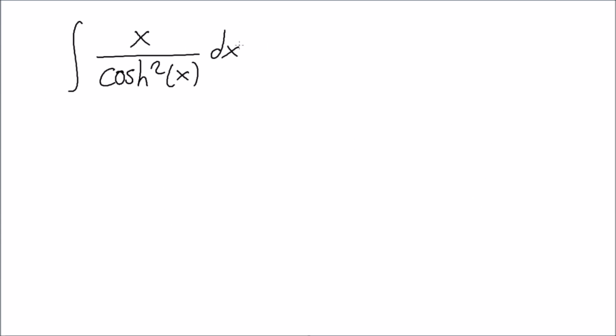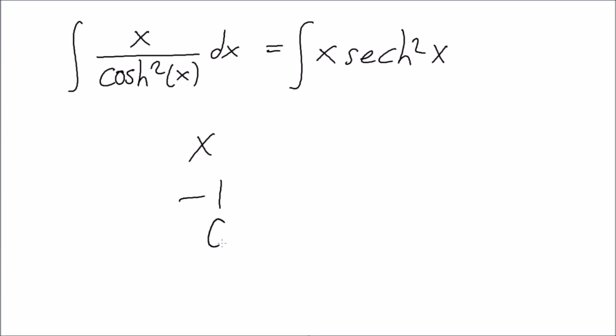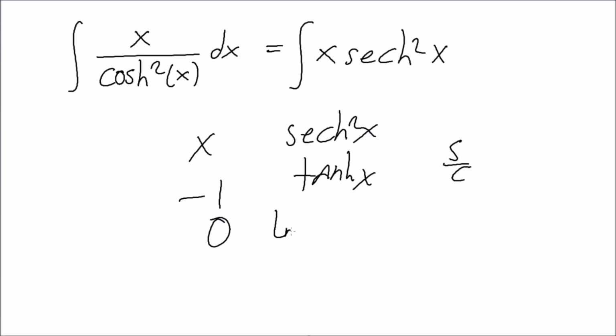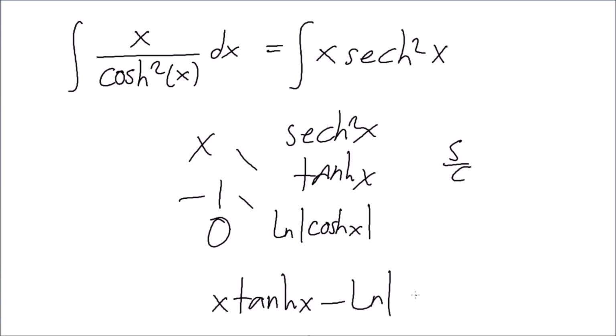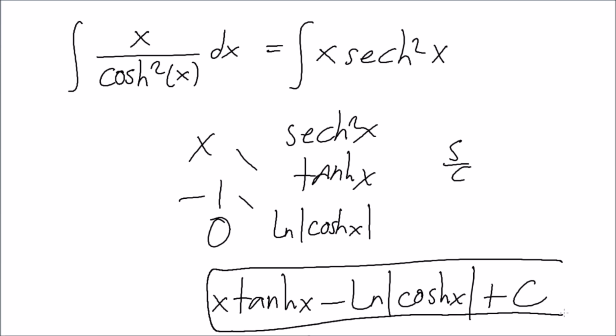x over cosh square. Well, our first instinct is x sech square. Okay, and then, oh, integration by parts. Let's go. This is sech square, tanh of x. Integrate tanh of x. Well, this is sinh over cosh. Oh, this is ln of cosh. Right. Okay, and then you're just good to go. So this is just x tanh x minus ln of cosh of x plus c, and you are done.